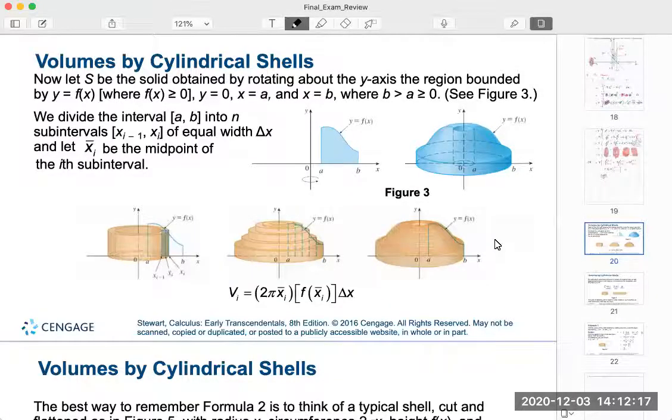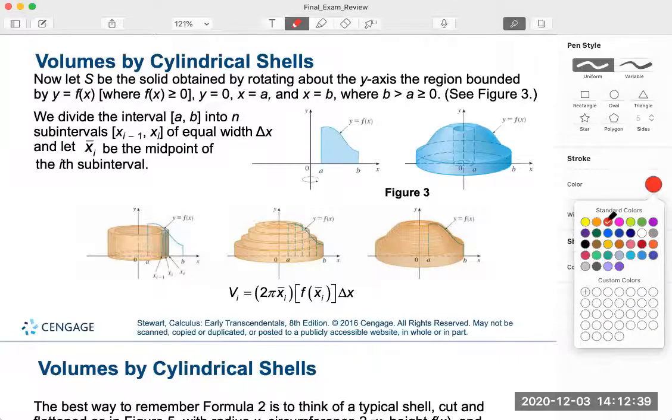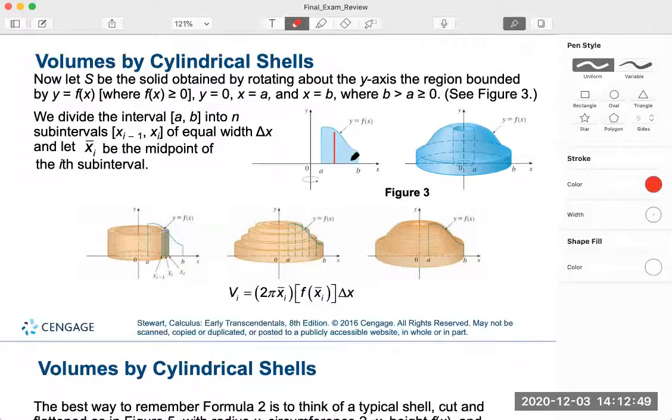Using cylindrical shells. If we are given the area under the curve y equals f(x), and it is rotated about the y-axis, then at each point between the interval from a to b, we rotate it. It will create a cylinder here, right?